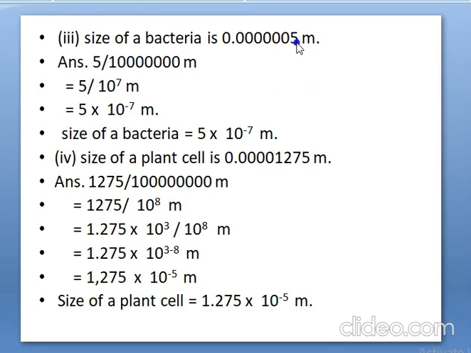Fourth one, size of a plant cell is 0.00001275 meter. So when you are removing the decimal, 1275 divided by 10 raised to the power 8 meter. For keeping the decimal with 1275, 1.275 into 10 to the power 3 divided by 10 to the power 8 meter. So 10 to the power 3, in the denominator is the power 8. When it comes to the numerator, it will become minus 8. So 10 to the power 3 minus 8 will become minus 5. So size of the plant cell is 1.275 into 10 to the power minus 5 meter.